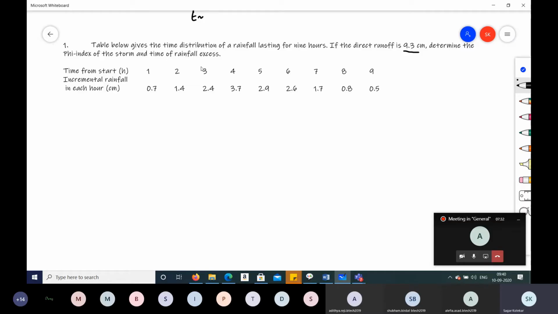Like you can see over here in this particular problem, the time is given. The time is in hours, and the second thing is the incremental rainfall. So rainfall is given, we can say hourly rainfall is given. Okay, so how can we find out this? Any guess?